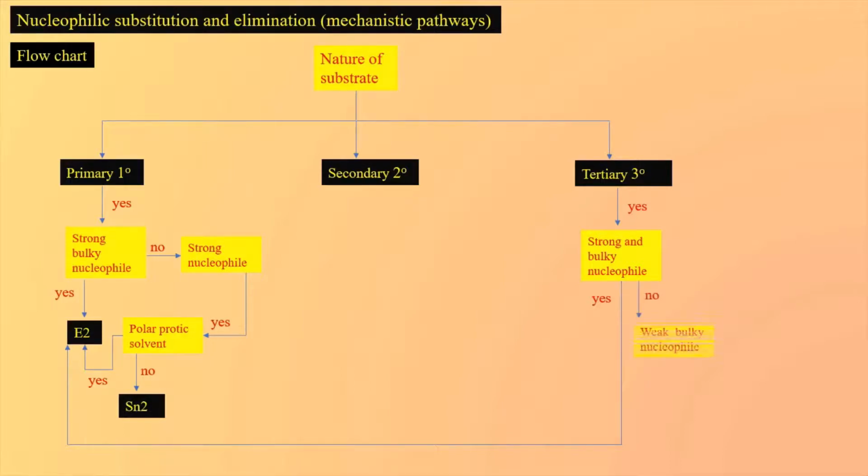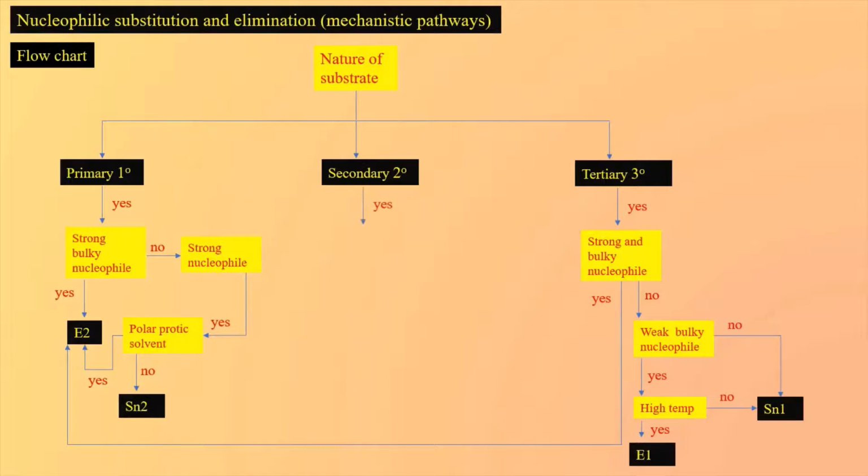And you say no, then you ask the question, is it a weak bulky nucleophile? If you say yes, then you look at the temperature. If you say yes to that as well, then that's an E1. If you say no to the weak bulky nucleophile, then it is just a weak nucleophile. And if it is no, then you have an Sn1, right? And then you say no to the high temperature as well, then that also leads to an Sn1.